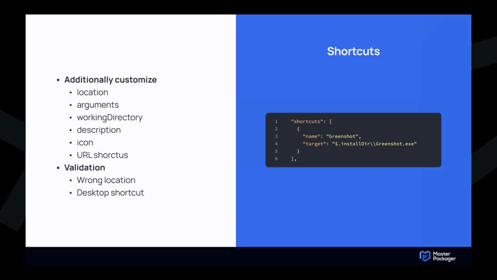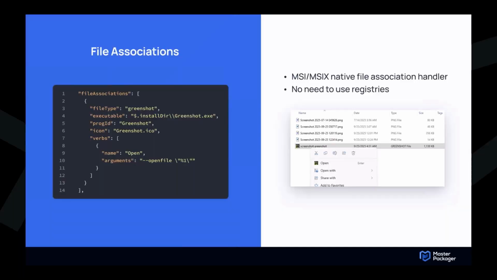And actually, that would be enough if you use master packager dev, because the icon, the location, the name, we can actually extract from that information. However, if that is something that you want specifically customized and set, you can do that, like location, arguments, the description, icon, you name it. And again, you get that validation during the build. If you place the shortcut in places it shouldn't be, we will warn the developer about that.